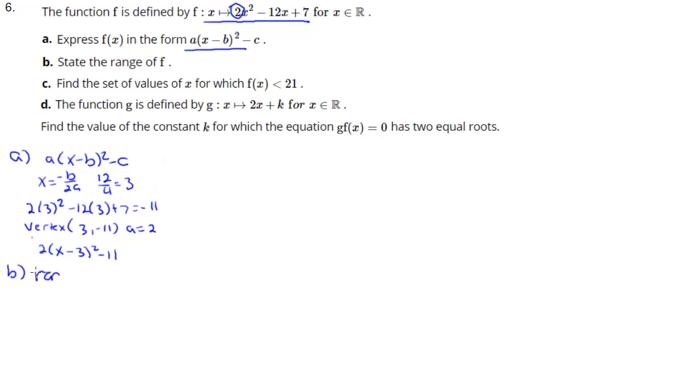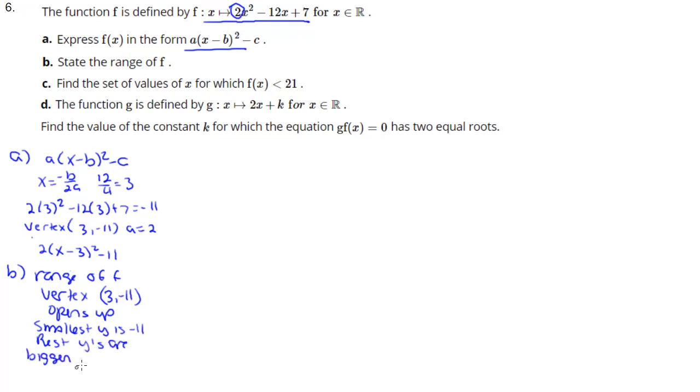Now, part b says I want the range for f. So the range of f, all the possible y's. I should look at the vertex. I've got the vertex that opens up, and the smallest possible y is negative 11. Go ahead and pause this and write down what you think the range is, and then start back up again when you're ready. Fantastic. Okay, so the rest of the y's have to be bigger than negative 11. So f of x is greater than or equal to negative 11.